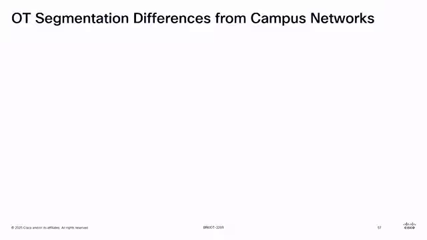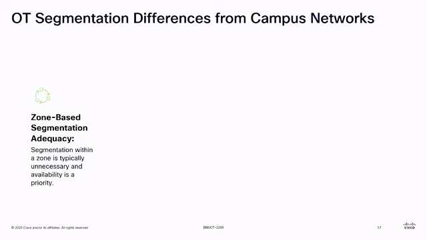And I want to call out the main differences I see, and also the challenges to resolve when deploying segmentation on OT. The first one is that in the IT space, we want segmentation on the port level. The most important thing is to authenticate the user at the port level.